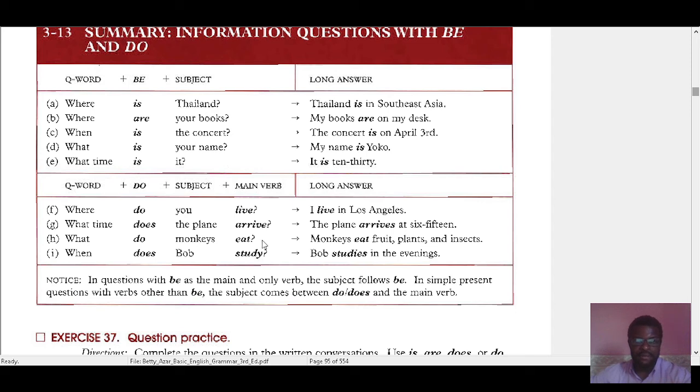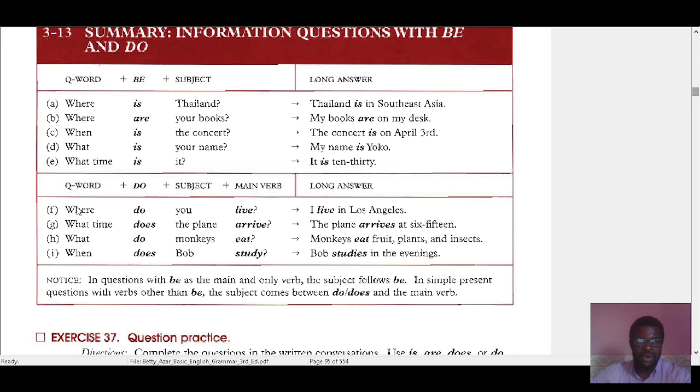But when we have a main verb, the subject comes between do or does and the main verb. So the subject comes between do and what? The main verb. Do or does and the main verb. So that's what they're talking about.